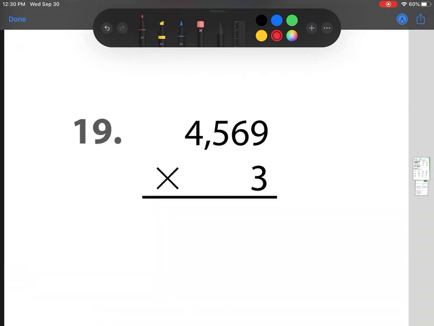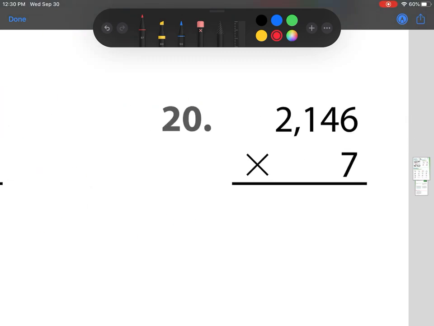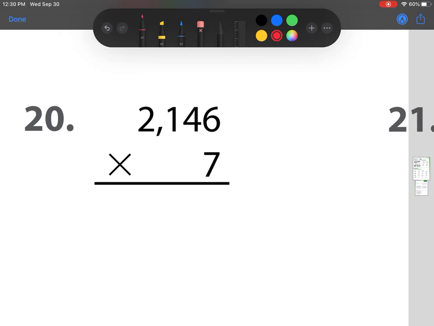Number 19 now. 3 times 9 is 27. Put the 7 down, carry the 2. 3 times 3 is 9... 3 times 3 is 18, plus 2 is 20. Regroup that 2. 3 times 5 is 15, plus 2 is 17. Regroup that 1. And lastly, 3 times 4 is 12, plus 1 is 13, for 13,707.